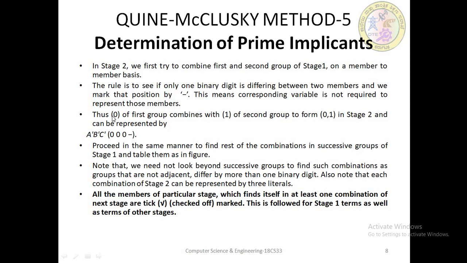This means the corresponding variable is not required to represent those numbers. Thus, the zeros of the first group combine with the one, and I have already explained this here. This is how we will represent it. Proceed in the same manner to find the rest of the combinations in successive groups of ones, and in the table as in the figure. We will view it in the next slide.